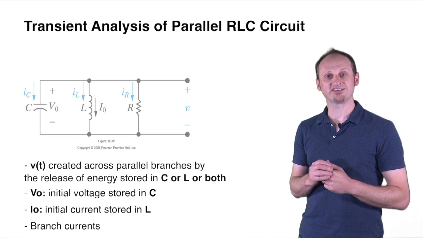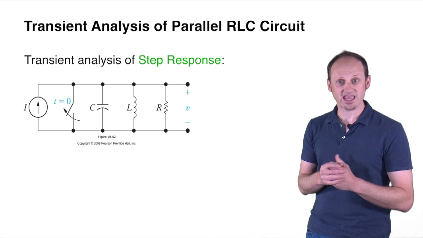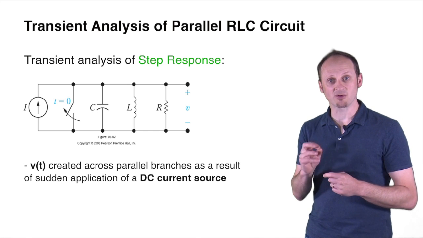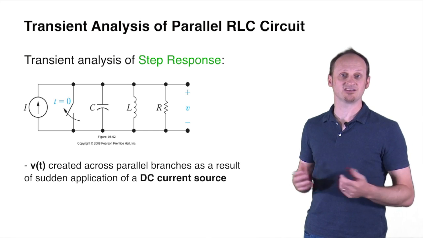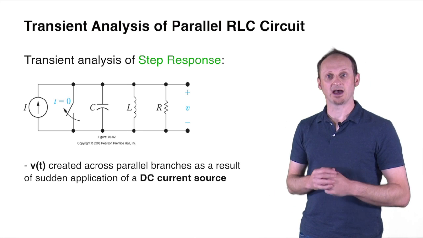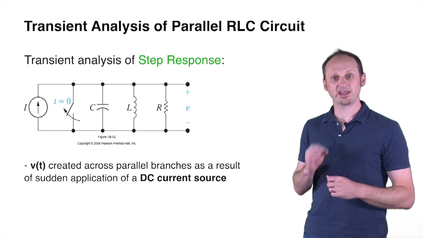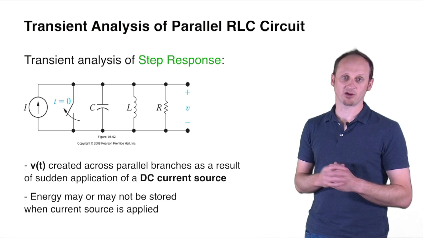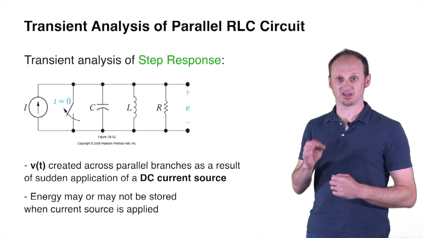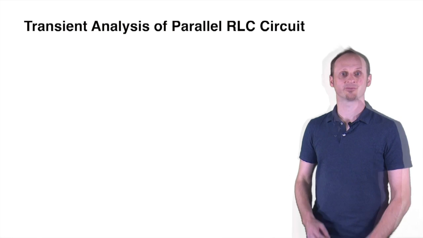Later on we'll look at the transient analysis called step response, and this is where we find V again across these parallel branches, but the V is generated by a sudden application of a DC source. In this case, because it's a parallel RLC circuit, we're going to put a DC current source into the circuit. Now, energy may or may not be stored when the current source is applied for the step response. Now, as I said, we'll leave that a little bit later. First up, we're going to focus just on the natural response.